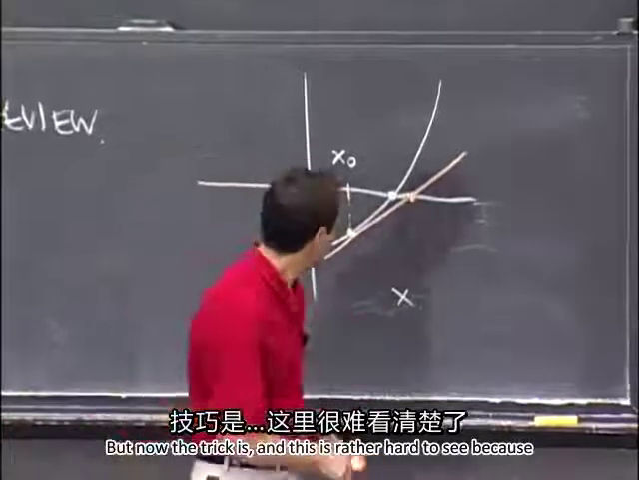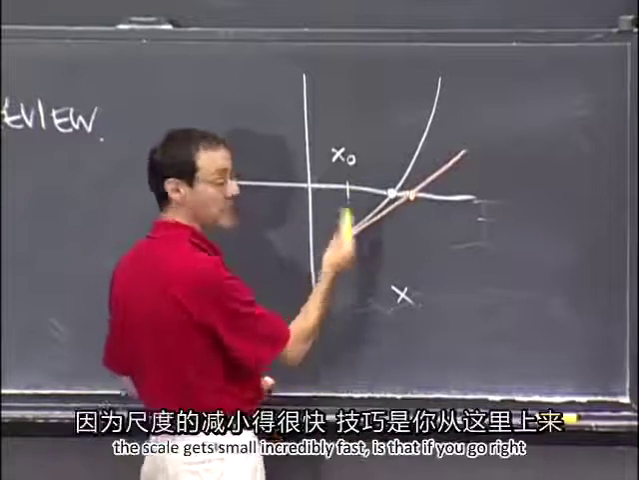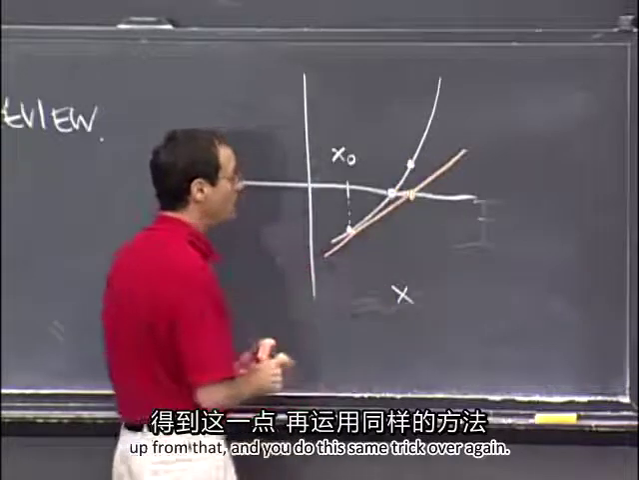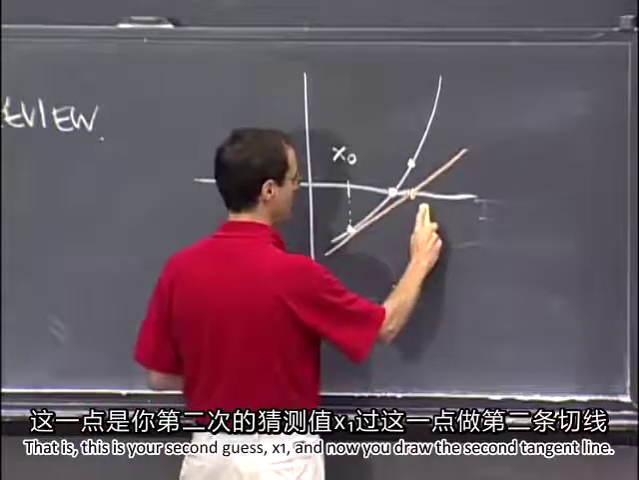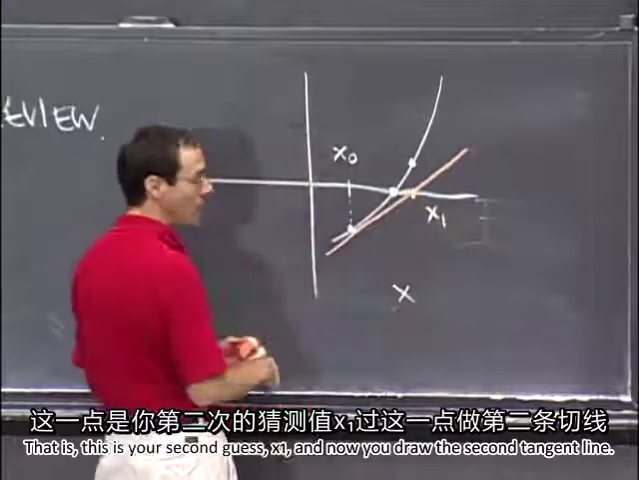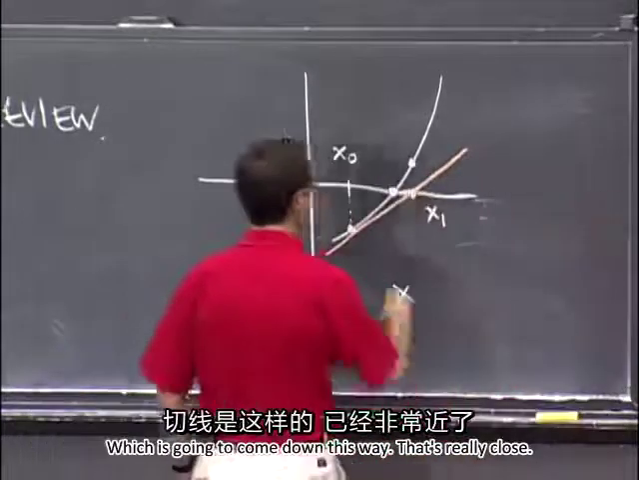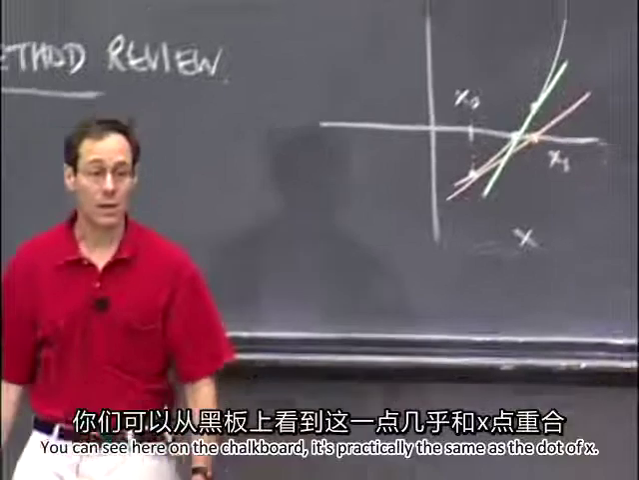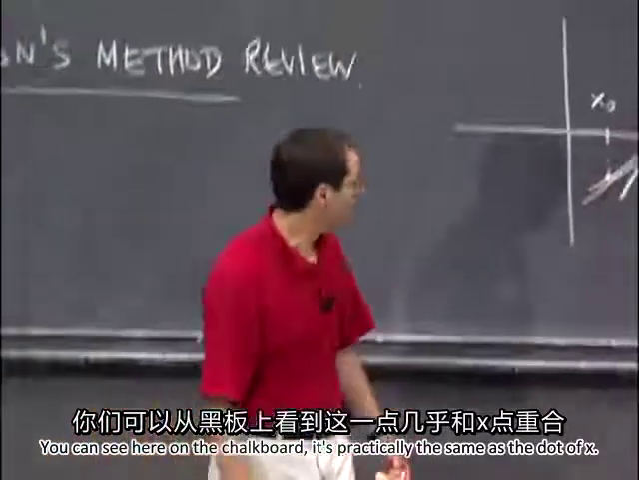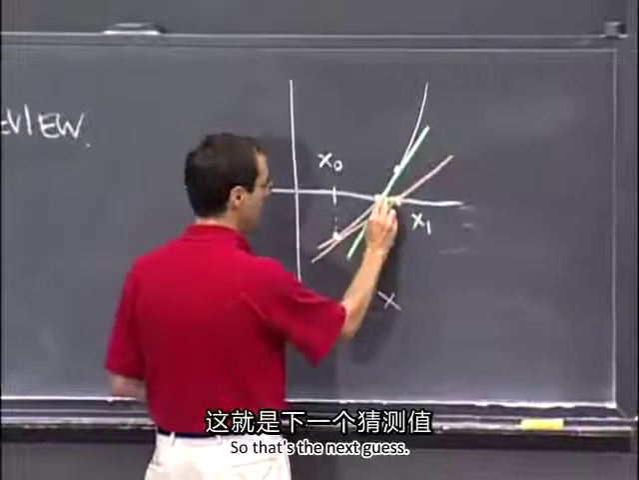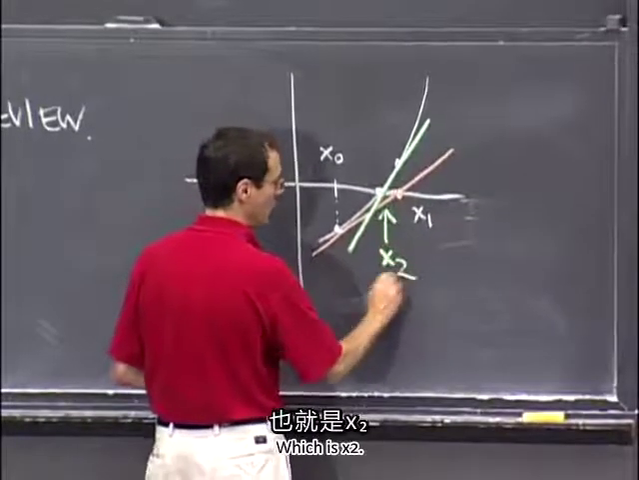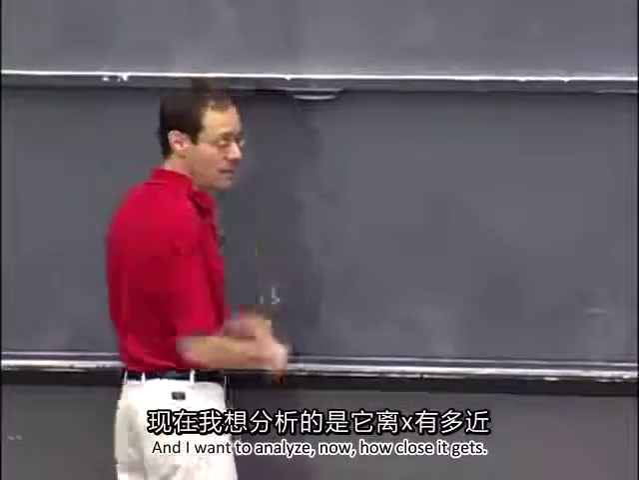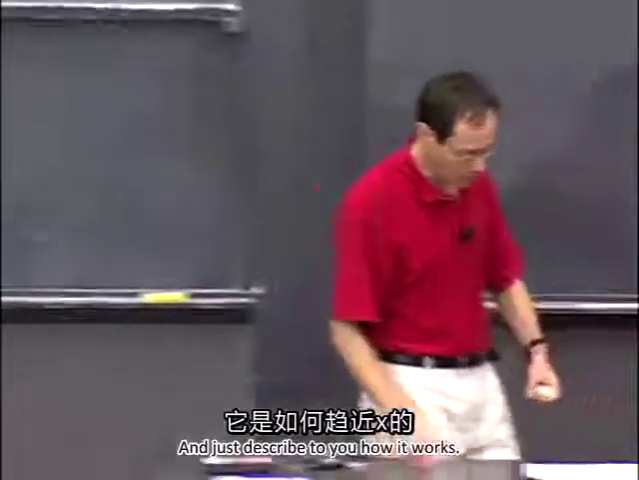But now the trick is, and this is rather hard to see because the scale gets small incredibly fast, that if you go right up from that and you do this same trick over again, that is, this is your second guess, x1, and now you draw the second tangent line, which is going to come down this way. That's really close. You can see here on the chalkboard it's practically the same as the dot of x. So that's the next guess, which is x2. And I want to analyze now how close it gets and just describe to you how it works.